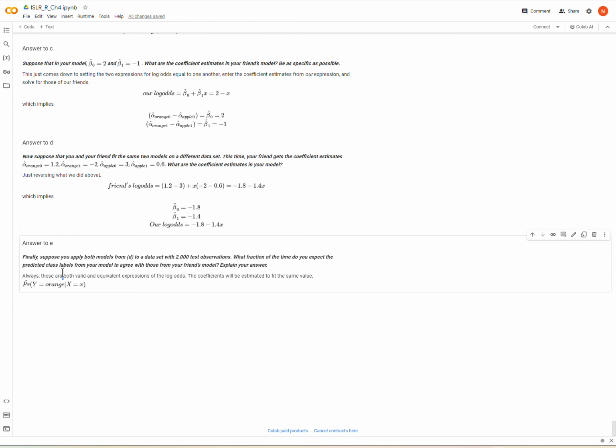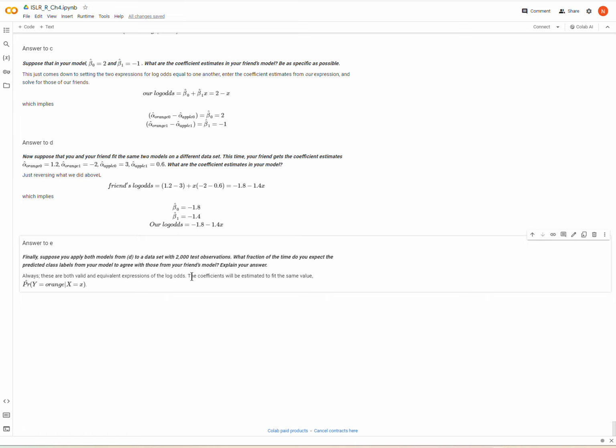Now, finally, what this is asking is, let's say that we were to employ both of these models, both the model that we made and the one that our friend made. Should we expect the two models to agree in terms of predicting classes? In other words, the probability of y given x, or what fraction of the time should we expect them to agree? I think, and somebody should tell me if I'm wrong, that they should always agree. These are both equivalent expressions of the log odds.